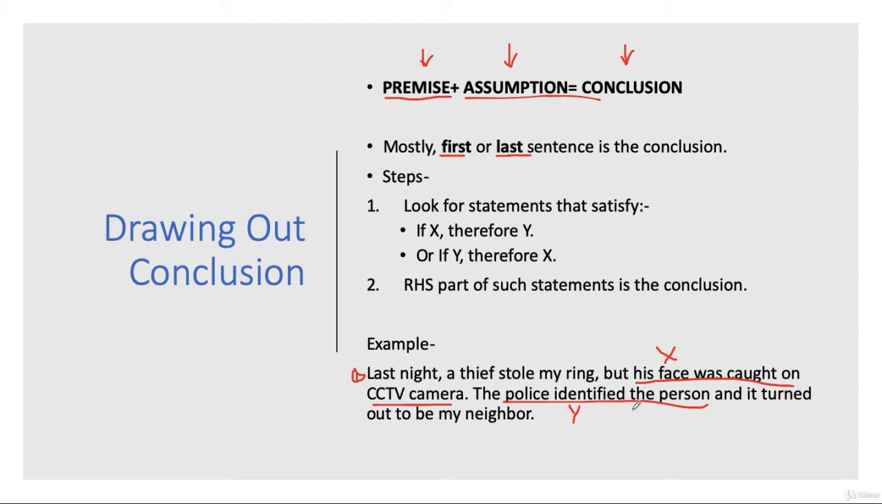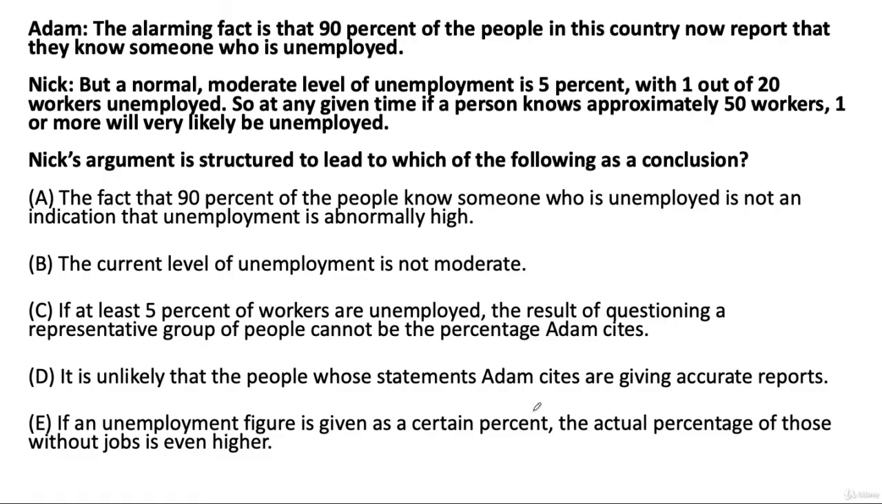If you get an if-and-therefore type statement, the RHS part of these statements is the conclusion. Here we can correctly identify this form and hence we can identify that the police identified the person and it turned out to be my neighbor is the concluding part of the statement. Here is one example to make things much more clear. Take 30 seconds to think about this problem. Can you find out the correct answer to this?